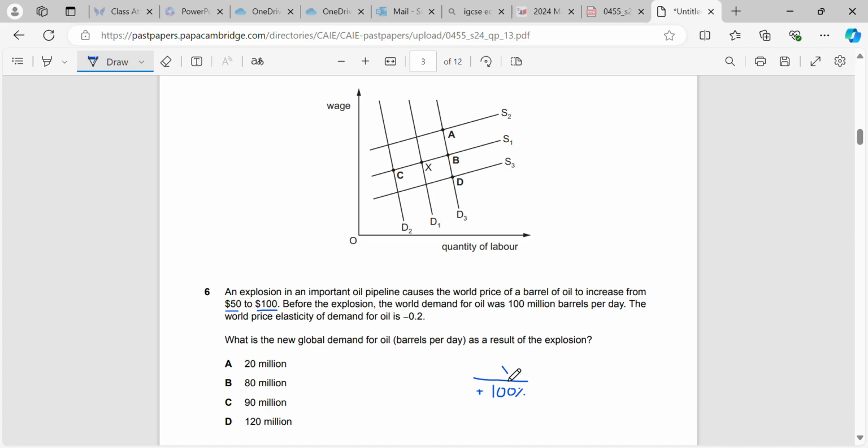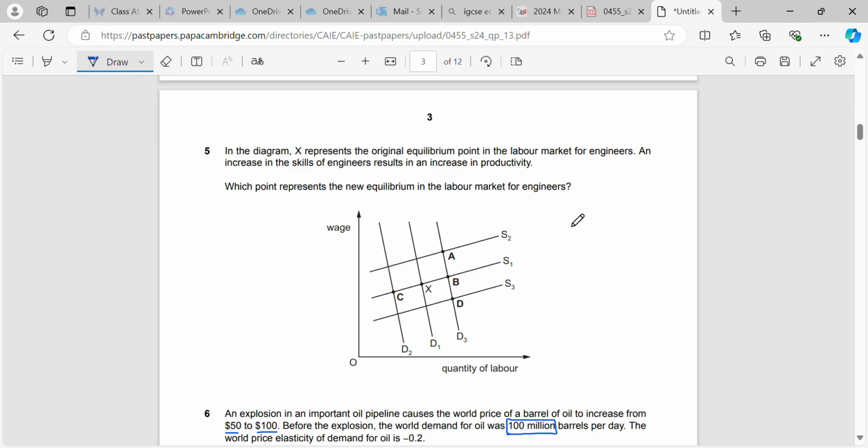On top, we're going to have the demand, which we don't know, and we're given the PED value. So the PED value is minus 0.2. So again, what divided by 100 is going to give us minus 0.2? That has to be, or it will be, a reduction of 20%. Okay, minus 20%. We know that our world demand for oil was 100 million barrels a day. So what's 20% less of 100 million? That's going to be 80 million. So the new global demand for oil would be 80 million and the new price will be $100.